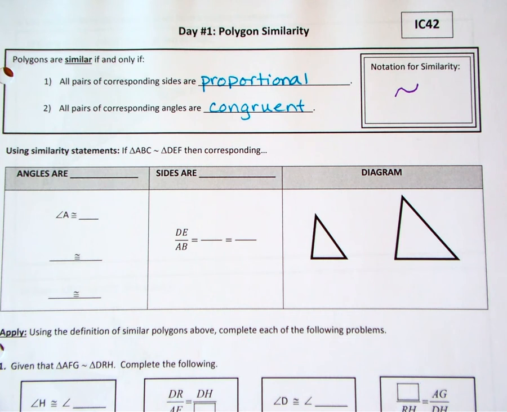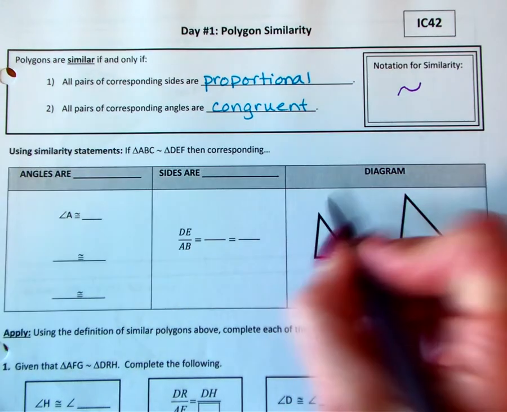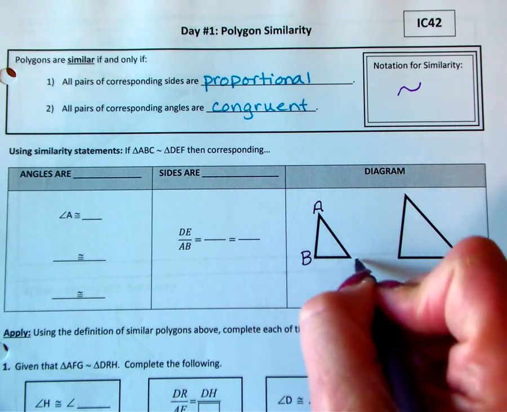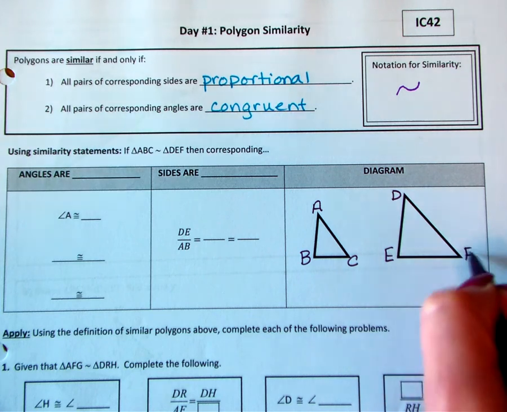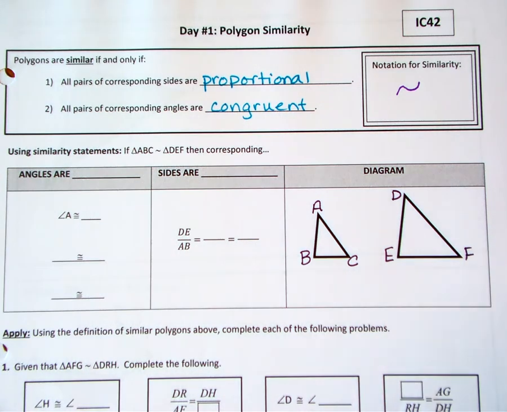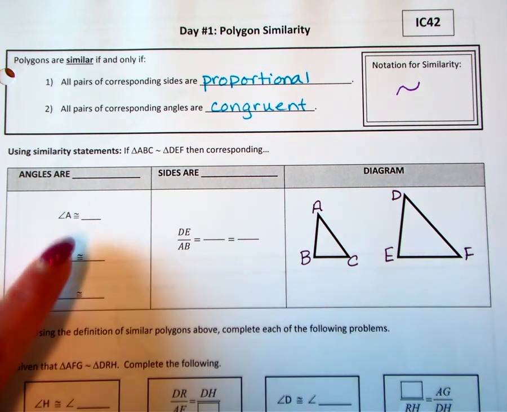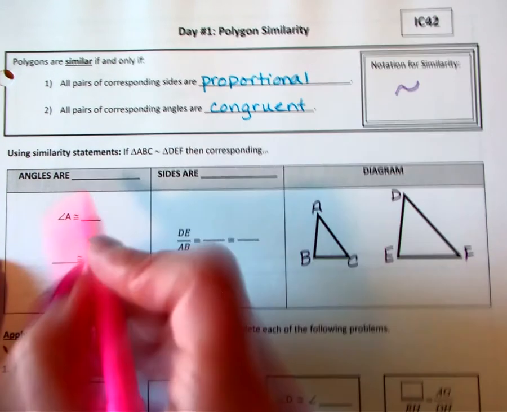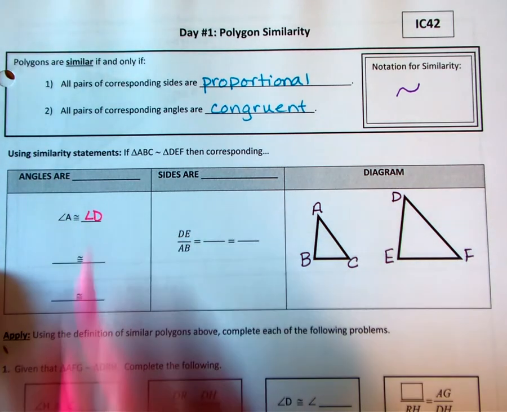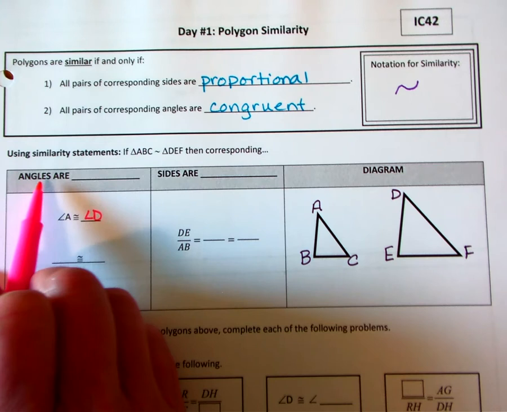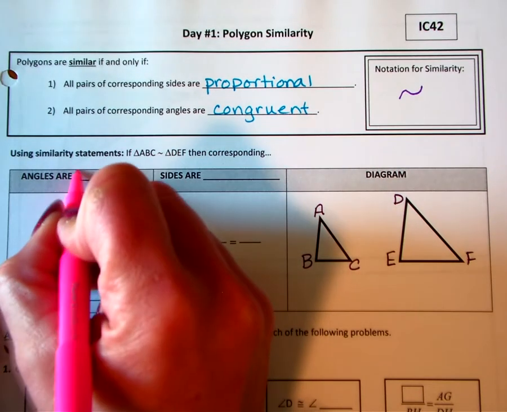Okay, so using similarity statements. So if triangle ABC, so let's get a label on these triangles here. I think that should have been, so we're going to call this triangle ABC and DEF. Okay, so if the two triangles are similar, okay, then corresponding angle A is congruent to angle D. So corresponding angles are congruent.